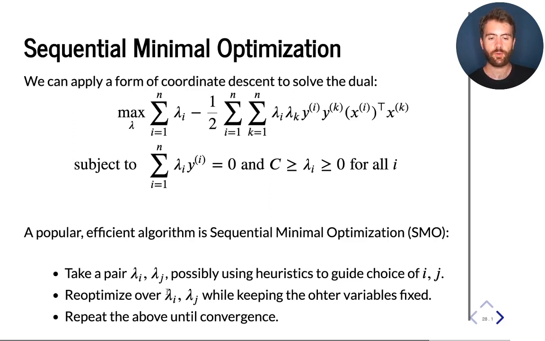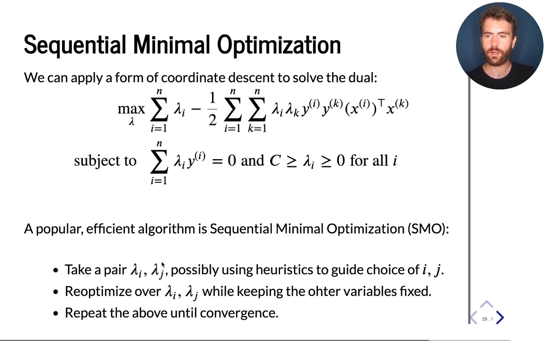And then we repeat this until convergence. We pick a pair and we optimize this. The reason we're choosing a pair instead of a single lambda is that we have this constraint. All the lambdas multiplied by y have to sum to 1. And so we cannot just minimize one variable at a time. We have to take two variables.